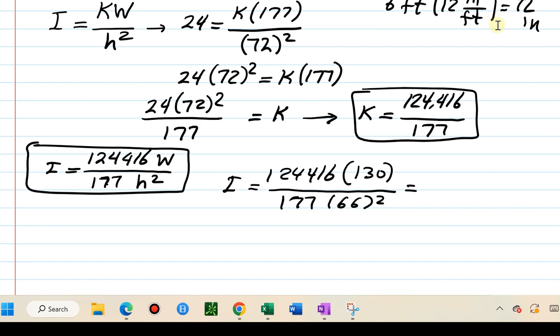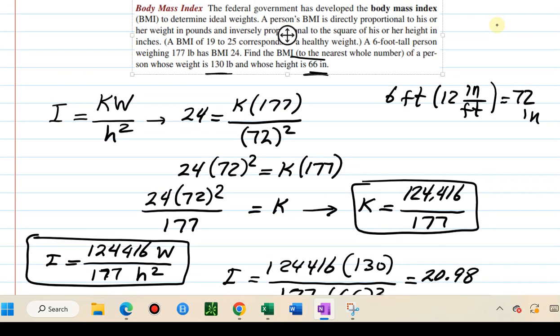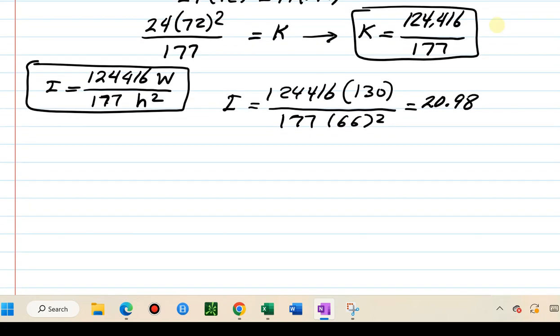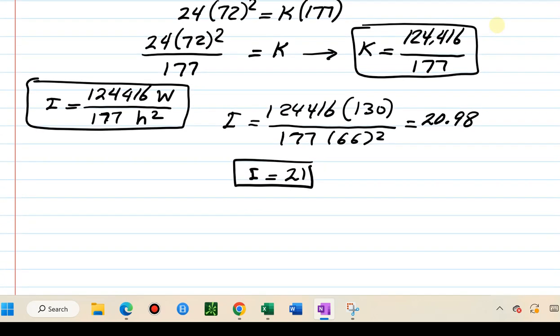Okay, and what I got was 20.98 for this one. And we are told to round the number to the nearest whole number. So to the nearest whole number, this number is going to be 21. Therefore, the BMI is going to be 21. So it looks like it's in the recommended range of 19 to 25. Good for that person.